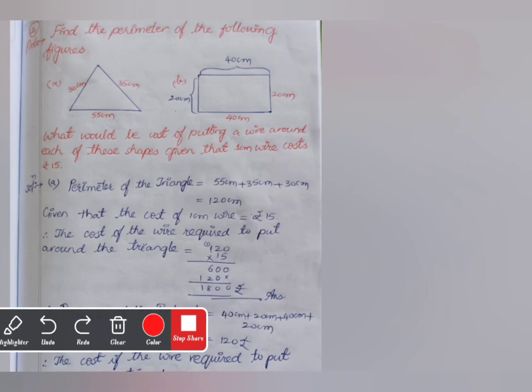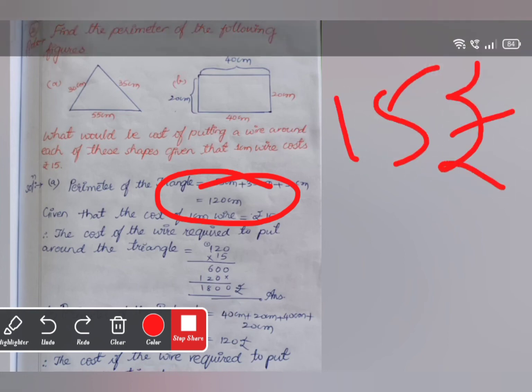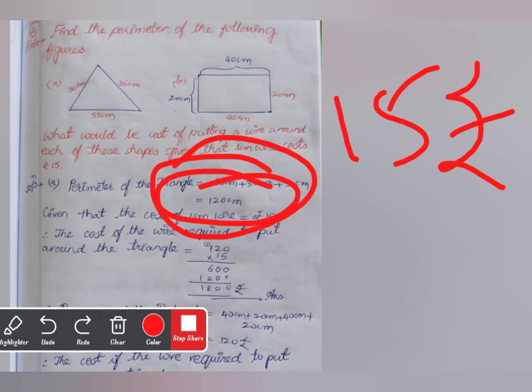But what is given here? Here we need a total of 120 centimeter of wire, but the cost of 1 centimeter of wire is 15 rupees. For 120 centimeter, we need to find the required amount. So which operation do we have to use here?